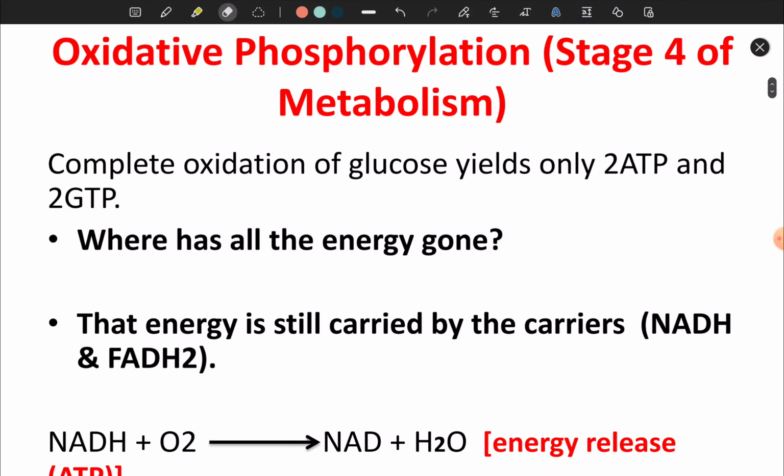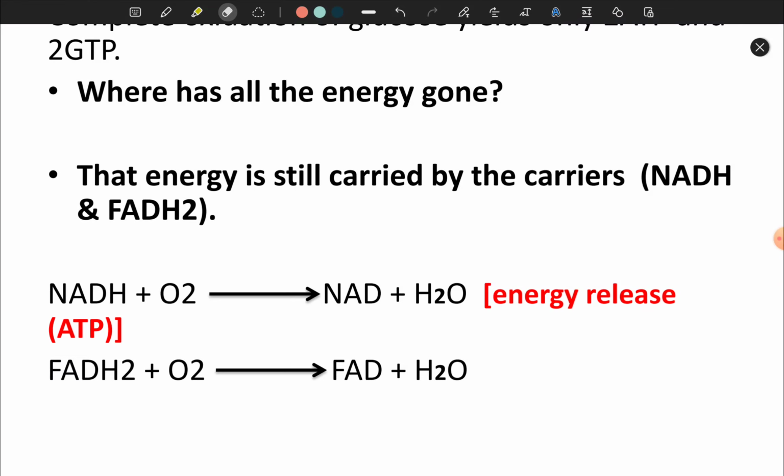Where has all this energy gone? As I told you, it resides within NADH and FADH2. So we have to convert them to ATP to be used. So the energy is still carried by a carrier, mainly NADH, and to a minor degree FADH2.